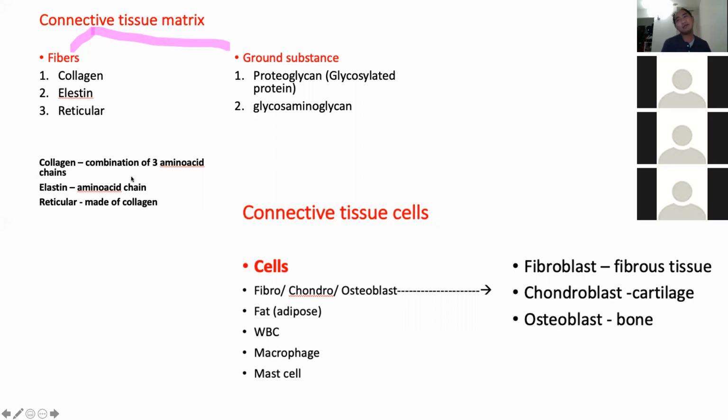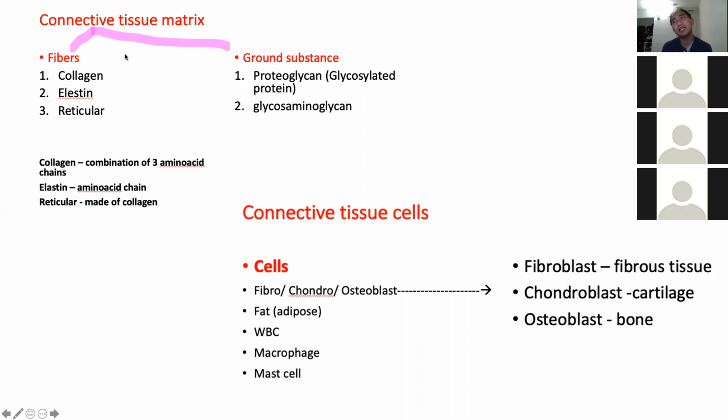What is collagen? It is an amino acid chain, like three amino acid chains rubbed together systematically. That is an amino acid chain, which is called collagen fiber. Elastin is another amino acid chain. Reticular fiber is just collagen, which is an amino acid chain. So the fibers and the cell, yeah.